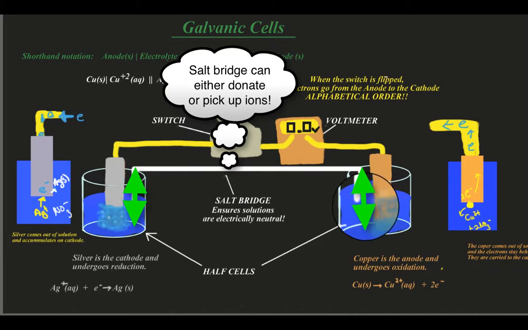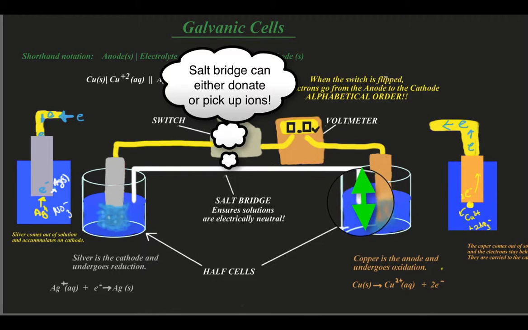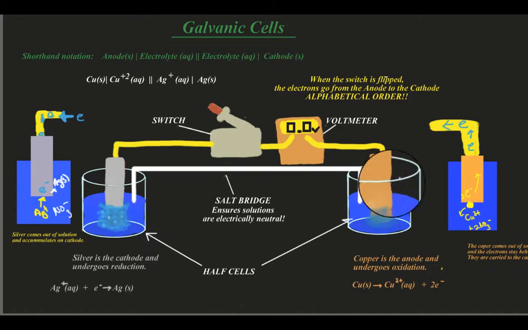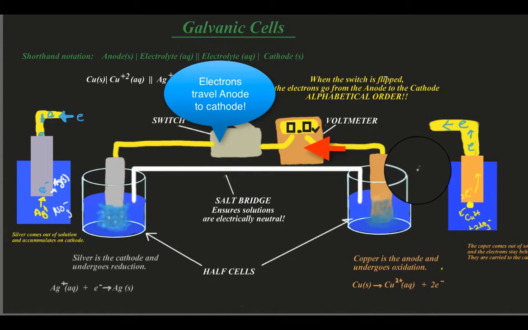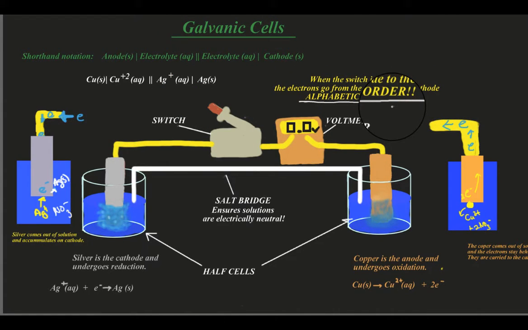Whereas on this side, we can have the copper leave the solution and go into the salt bridge, or an anion come out and neutralize that 2+ charge that was just created. Okay? The electrons always travel from anode to cathode. It's alphabetical order. All right?